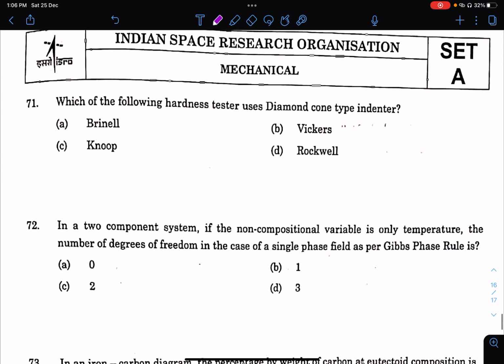Question number 71. Which one of the following hardness tests uses a diamond cone type indenter? So its answer is Rockwell.